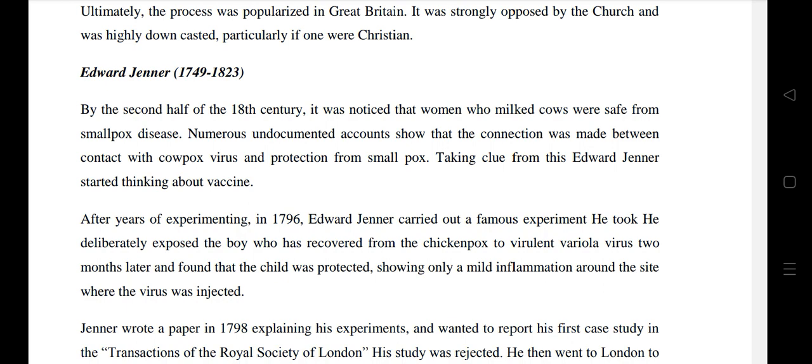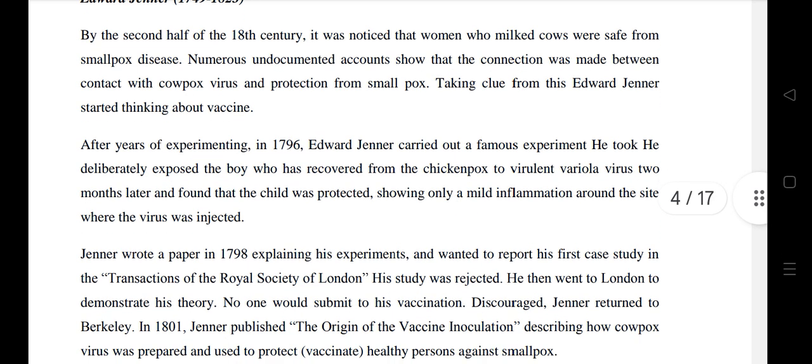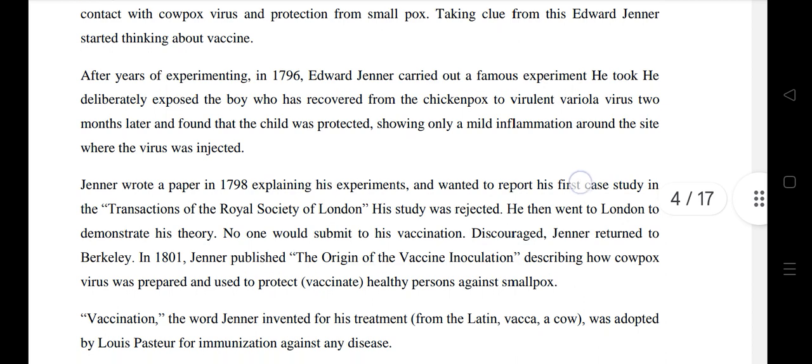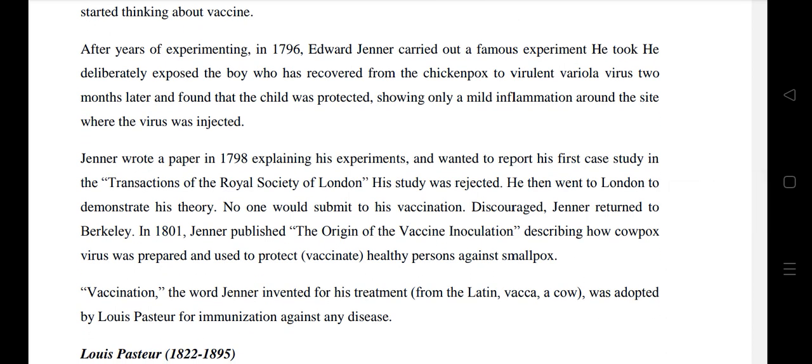After years of experimenting, in 1796, Edward Jenner carried out a famous experiment. He deliberately exposed a boy who had recovered from cowpox to virulent variola virus 2 months later and found that the child was protected, showing only a mild inflammation around the site where the virus was injected. Jenner wrote a paper in 1798 explaining his experiments and wanted to report his first case study in the Transactions of the Royal Society of London.